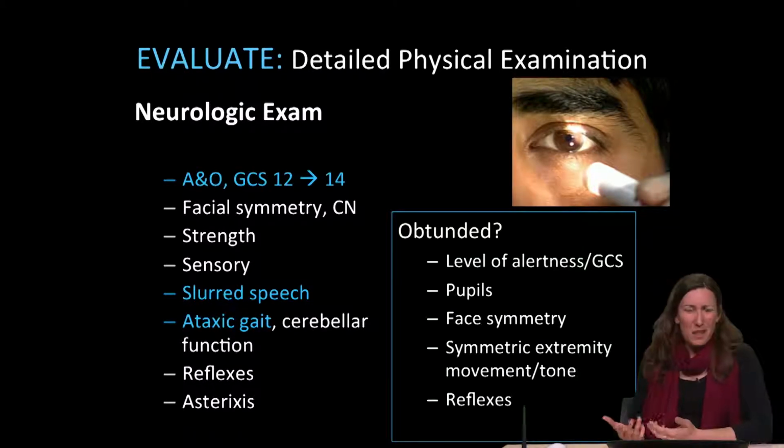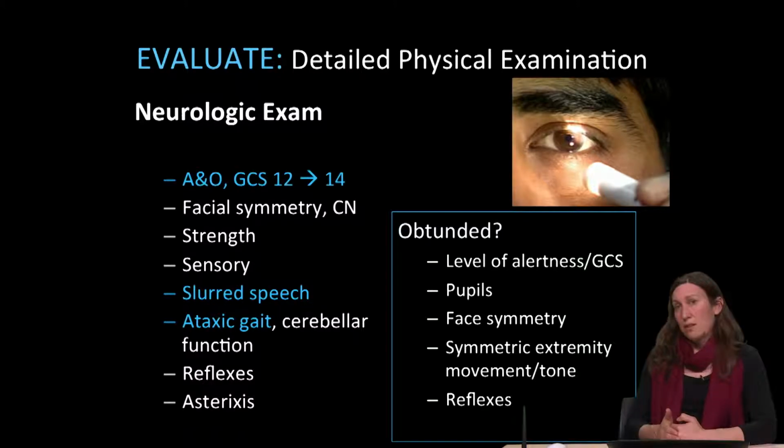And what if this patient's obtunded, right? I mean, our patient came in and he was somnolent, and some patients are not going to respond at all to you. But you still characterize their level of consciousness. You can still give them a GCS score. You can check their pupils and look for symmetry. Again, do they have any kind of symmetric extremity movement or symmetric tone and reflexes?